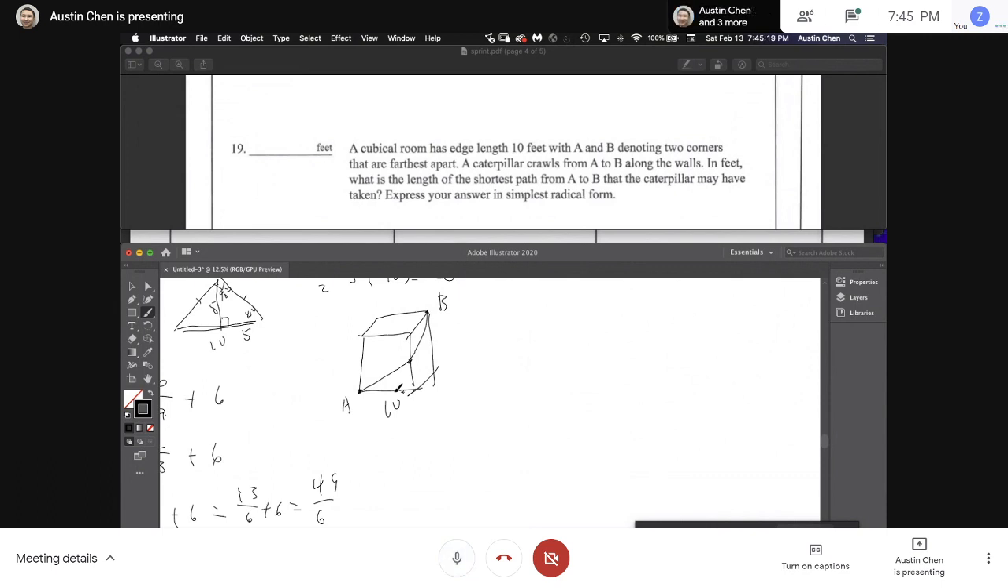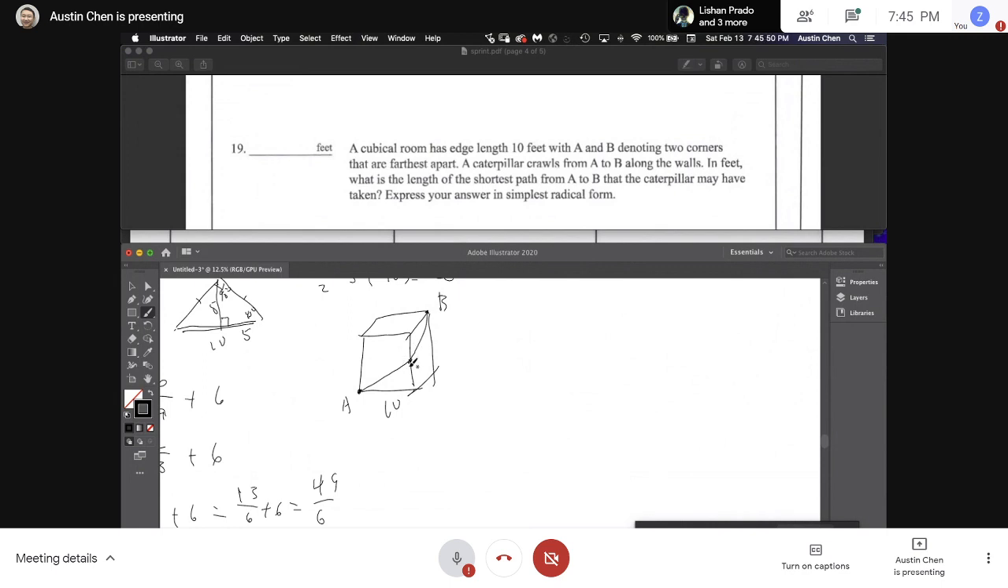Or I don't know. Okay, so a way you can think about this is that if it's crawling to the other one, it will go through two faces, right? So you can fold out the other face so that you end up with just one rectangle that's 10 by 20. Does that make sense? And then you just connect A and B. Okay, yeah, that's actually really good.